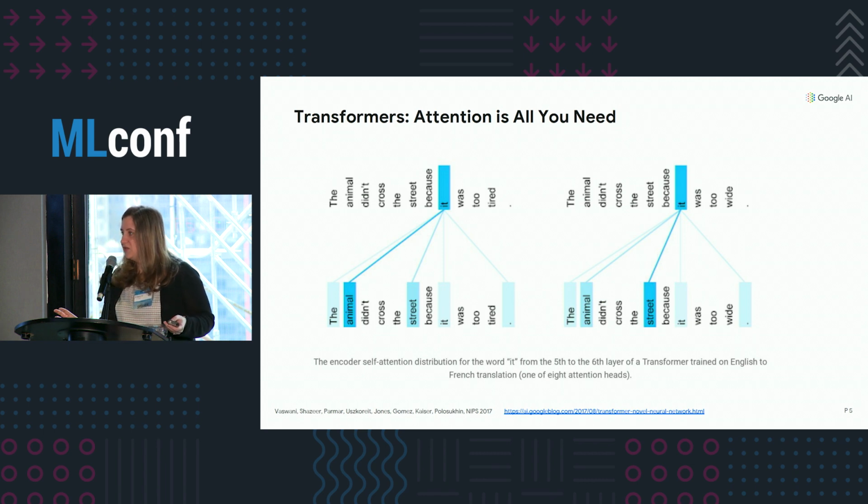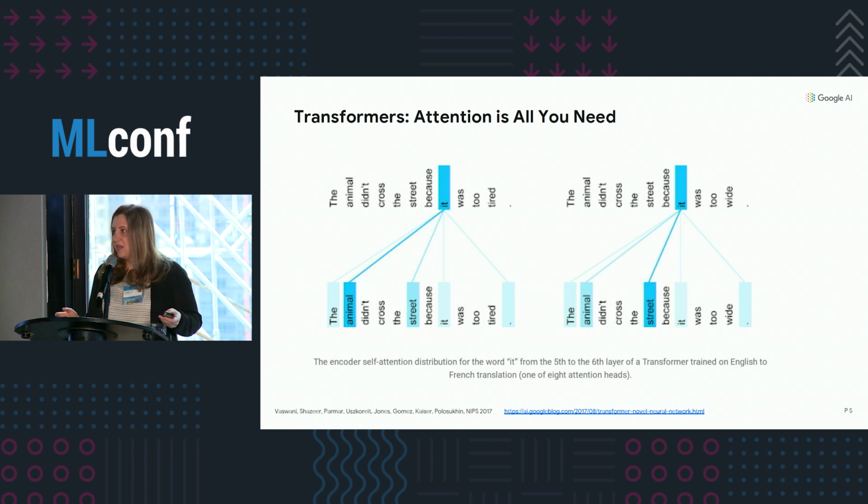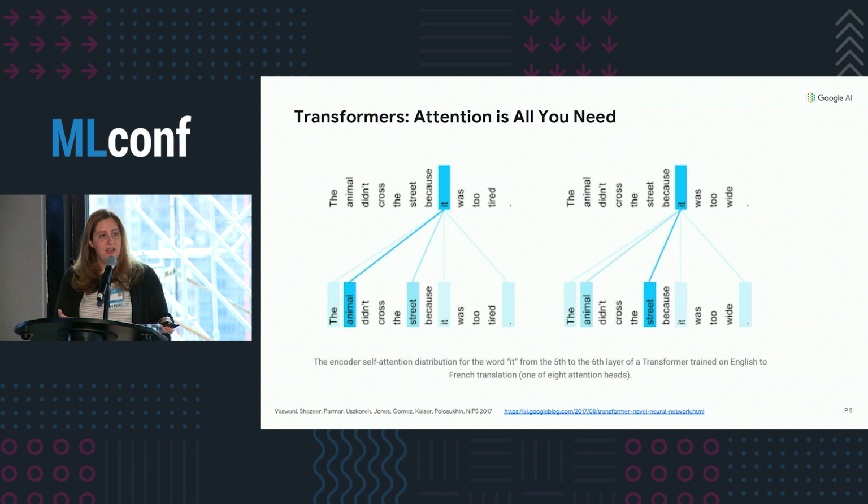And so in English, if you just look at this word, it's the same in both sentences. But if you translate it to French, you're either going to translate it as il or elle, depending on what it refers to and what is the grammatical gender in French. And so to solve this translation task effectively, you need to know what it refers to. And so this attention allows the representation for a word to be dependent on its context.